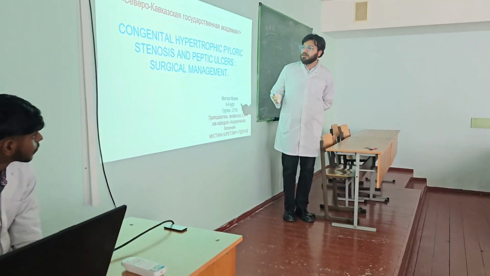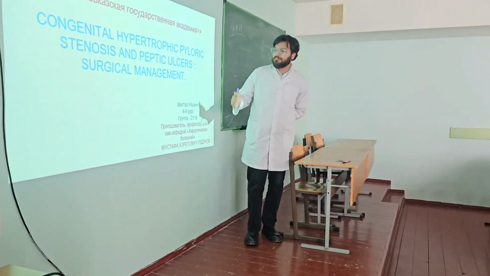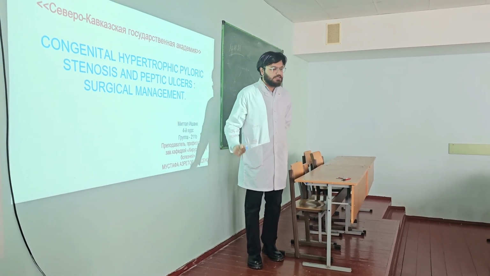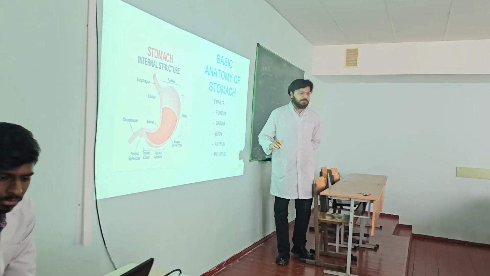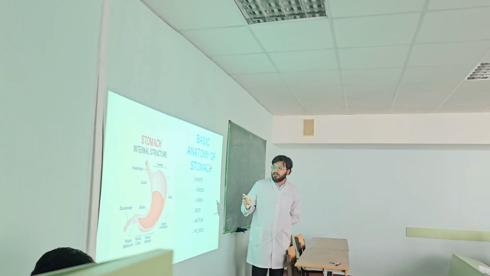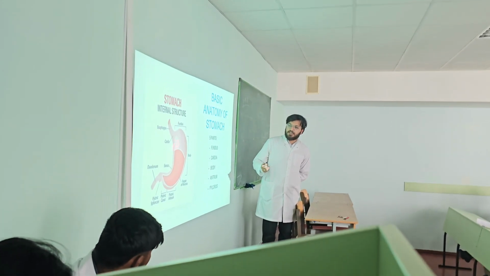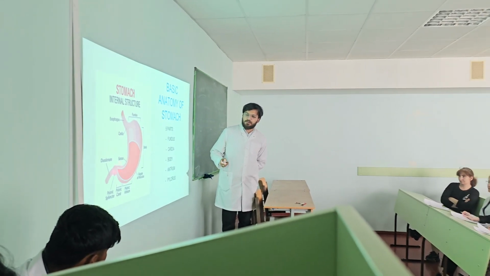Congenital hypertrophy, pyloric stenosis, and peptic ulcers, and their complications and surgical management. First, we will talk about the basic anatomy of the stomach. It is divided into 5 parts. First, we can see the fundus over there. Then we can see the cardia, body, antrum, and pylorus.